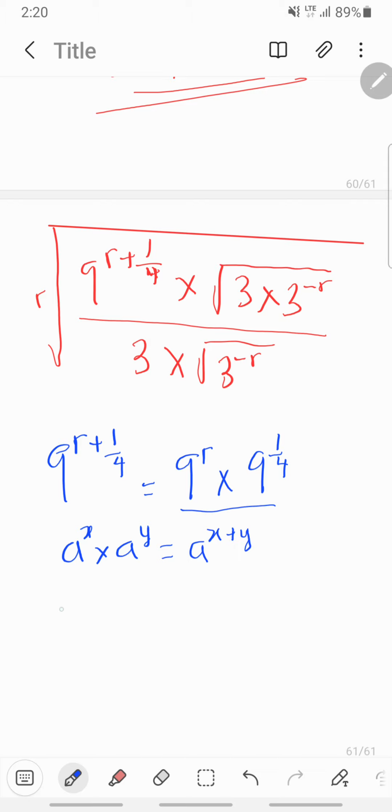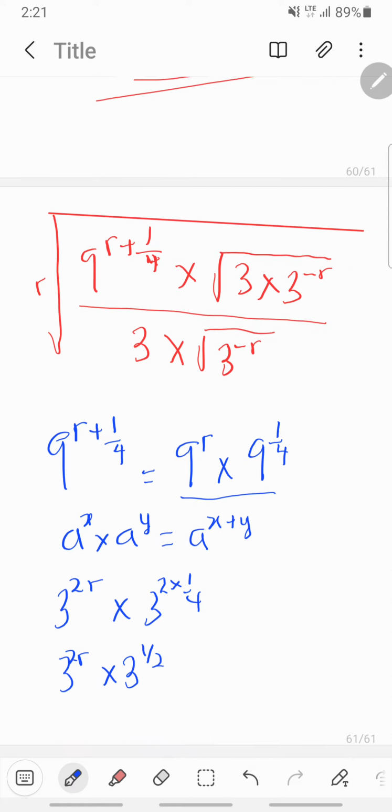Now I have 9, which can be 3 raised to 2 times r, because 3 raised to 2 is 9. Then the same thing will be done to 9 raised to 1 over 4, which is 3 raised to 2 times 1 over 4. So this is the same thing as 3 raised to 2r times 3 raised to 1 over 2. So I have done that.